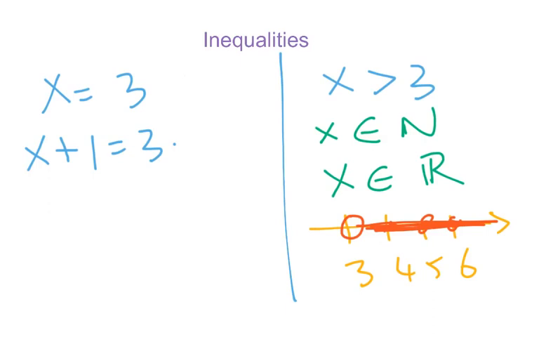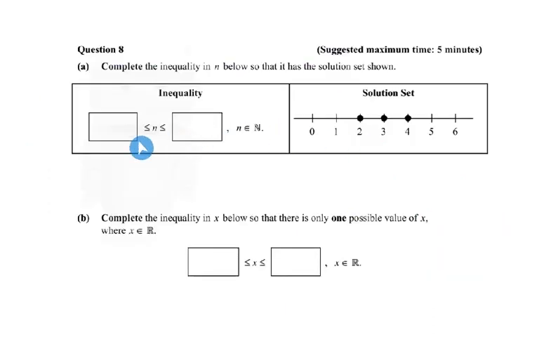Let's have a look at some junior cert questions. So, complete the inequality in n below so that it has the solution set shown. Well, here's a solution set. There are 3 numbers in it, 2, 3, and 4. Notice it doesn't include 2.5 and 3.5 and so on. Just these 3 numbers. And I see that n is a natural number. So n has to be greater than or equal to 2, and has to be less than or equal to 4. And n is a natural number. So that's it. That's done.